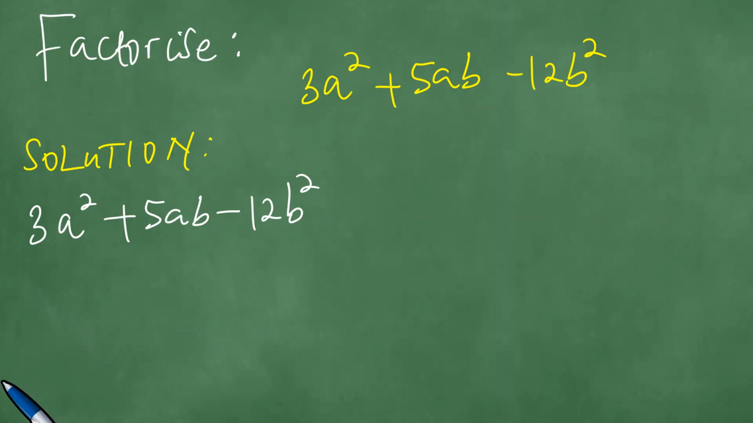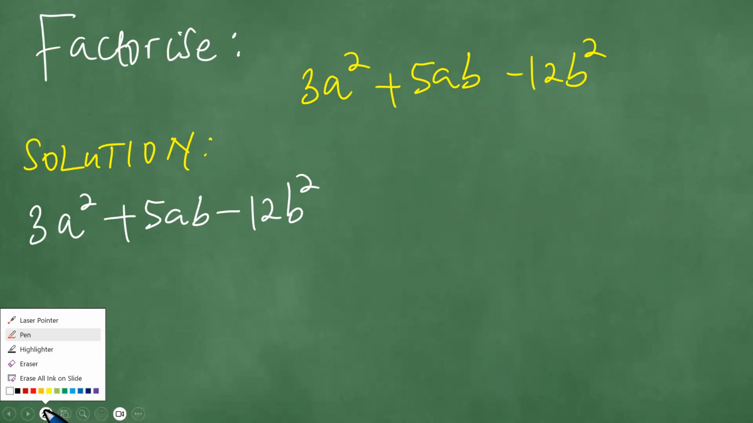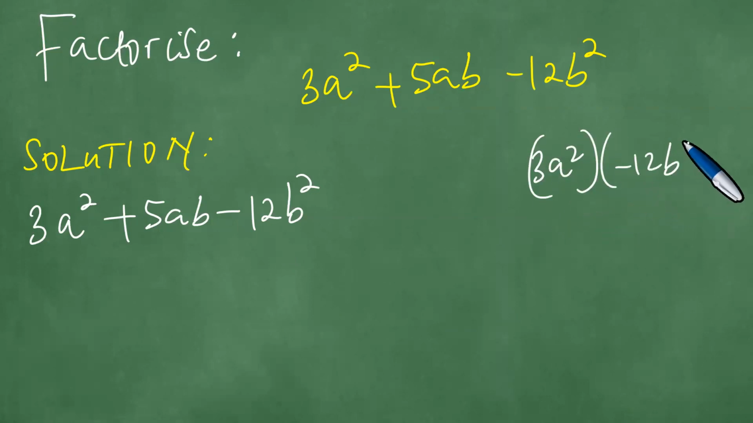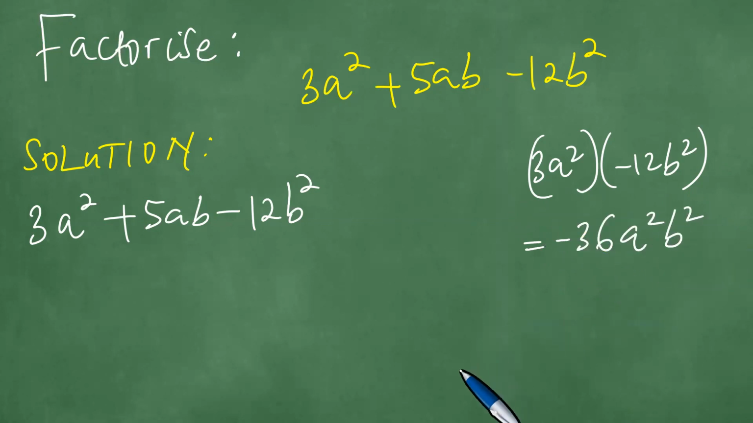You multiply 3a squared and 12b squared. Well done. Wow, you're brilliant, Leander. So we take 3a squared times minus 12b squared. And then what is 3 times minus 12? 36, minus 36. Okay. So what is the next step here? To find the factors of minus 36.